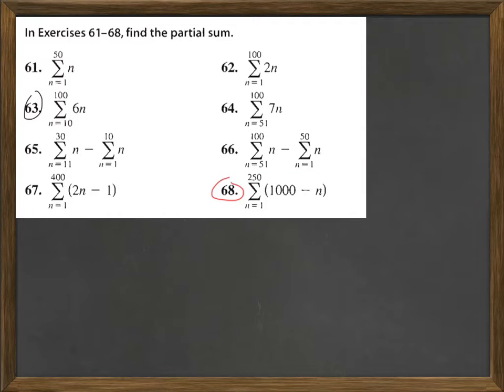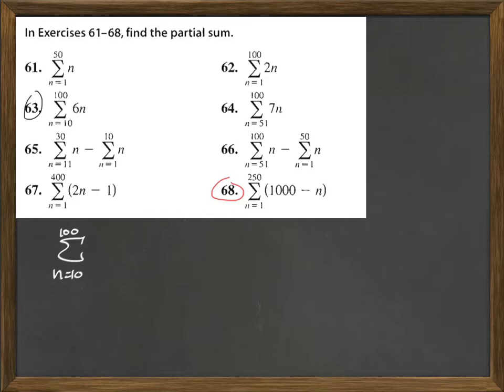Finding partial sums. All right, let's start with number 63. We're starting at 10. Oops, that's a nasty sigma. Okay, we're starting at 10. That means we're plugging in 10 first, and the last number that we plug in is 100.